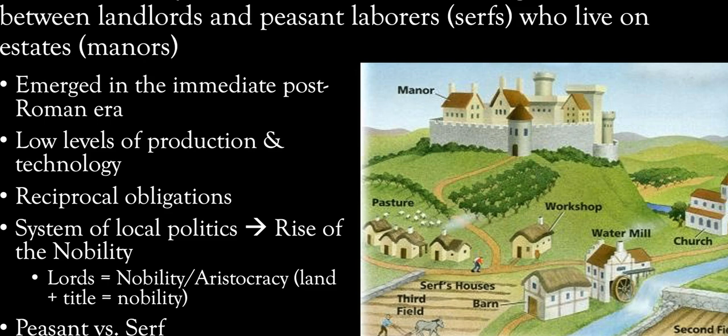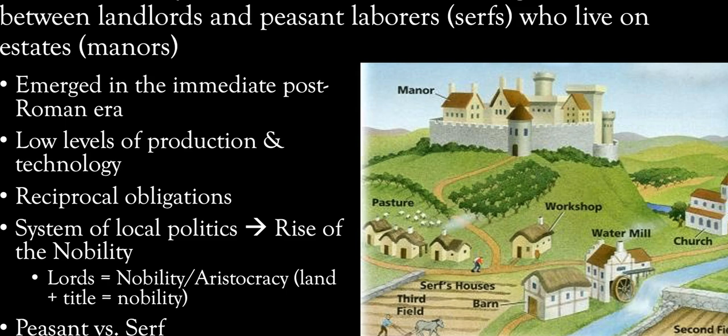right? Or the aristocracy. And the way we specifically define someone in this social group is land plus title. So they need to own land and they need to have a fancy title, and that makes them a member of the nobility. And this land and title is inherited, all right? It is very, very difficult for people to rise up into the nobility. I mean, it does happen occasionally, and we'll talk about that later on. But ultimately, this is an inherited social class.